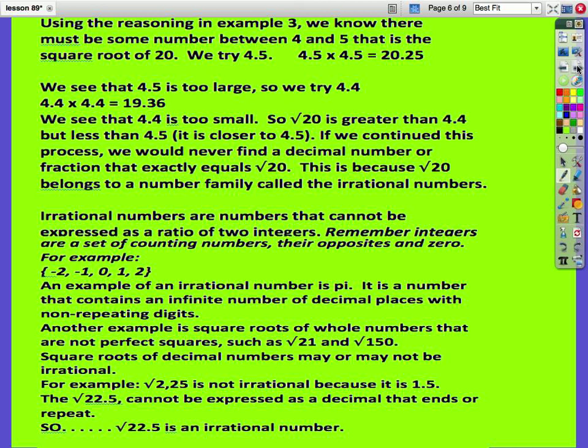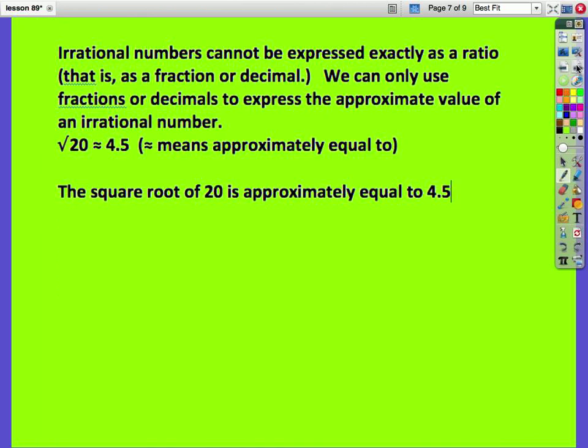So rational numbers are numbers that we put into a fraction or the decimal ends. Irrational numbers we can't put into a fraction, the decimal doesn't end, it just goes on forever. So irrational numbers cannot be expressed exactly as a ratio or a fraction or decimal, just like I said. Okay. So when we look at the square root of 20, it's about or approximately equal to 4.5. So we use these two squiggly marks to show that it's about or approximately.